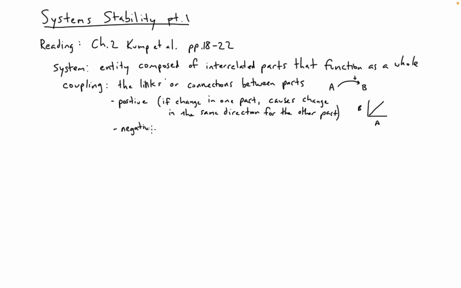So negative is the same thing, so let's not write all that out, except this word is going to be opposite. Okay, so the negative coupling is going to have a negative slope. And we could even think about it a little deeper. The couplings, these links can be stronger or weaker, right? So that would be the equivalent of having a steeper or a shallower slope.